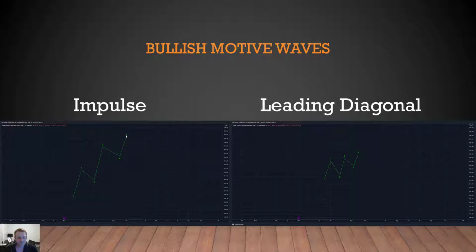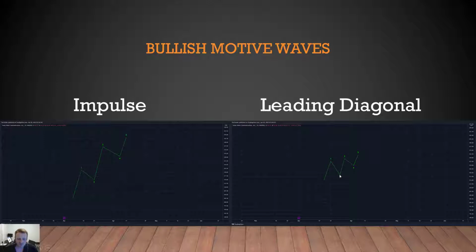And then after a 5-wave move up, you will be looking for some sort of larger pullback in a continuing trend to the upside. So another motive wave is what's called a leading diagonal. And that's where you also have a 5-wave move, so 1, 2, 3, 4, 5. But in this case, wave 3 must be shorter than wave 1.